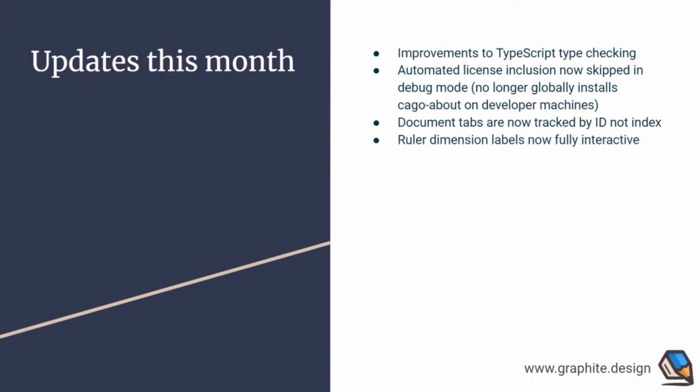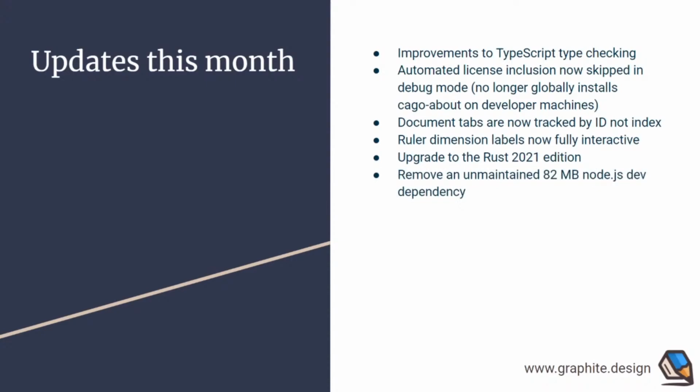Ruler dimensions now are fully interactive, which is actually pretty fun to play around with. I'll show you that in the demo. We have upgraded to the Rust 2021 edition, which is exciting. And we also removed an 82 megabyte Node.js package that really didn't actually do much. It was supposed to be used for importing SVG code, but we managed to replace 82 megabytes of code with a 4-line JavaScript file. That's part of our build system.